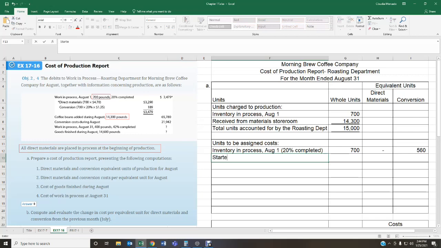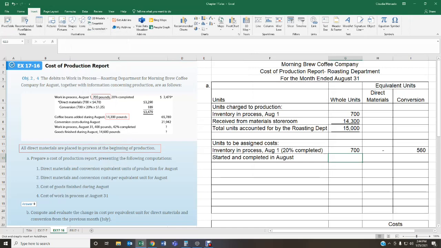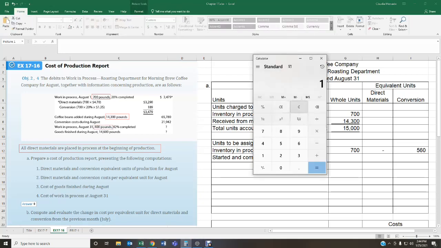How about what was started and completed in August? Okay. How many pounds were started and completed in August? Okay. So for that, we have to do some analysis, okay? So I know that this month I put into production 14,300 pounds of coffee beans. Now I also know, if we read further, that we had 400 pounds of coffee beans that we did not get to complete the process, okay? So we've got 14,300 of coffee beans that were added in the month of August, and I know 400 of those pounds were not completed.